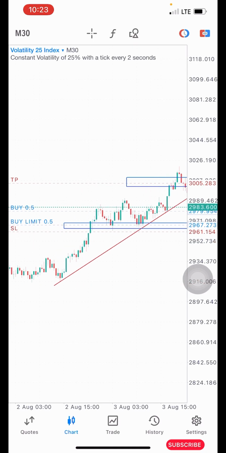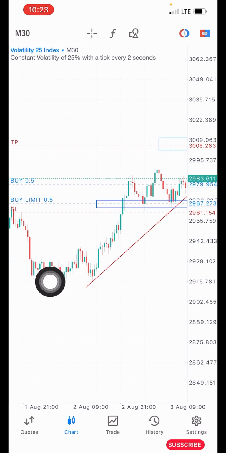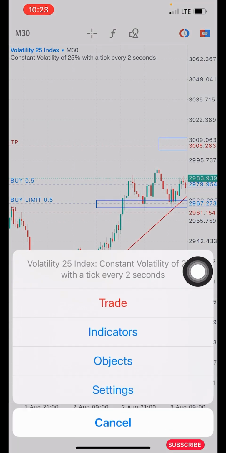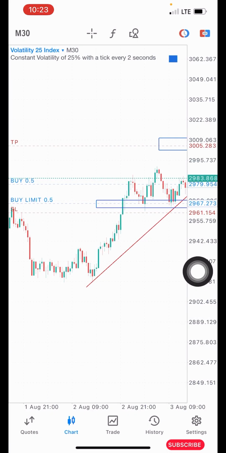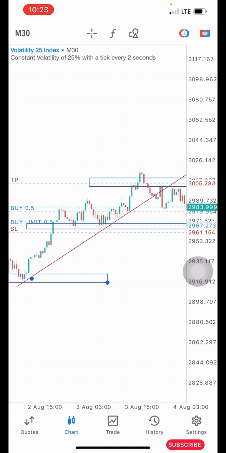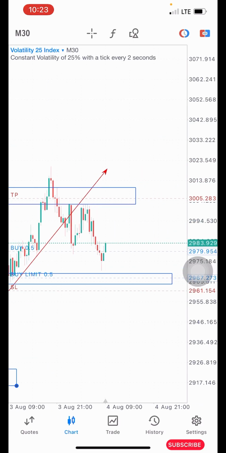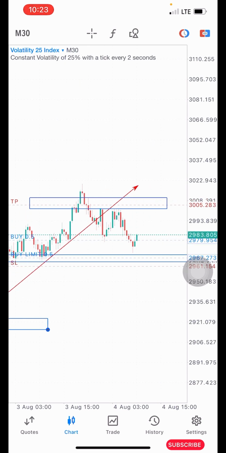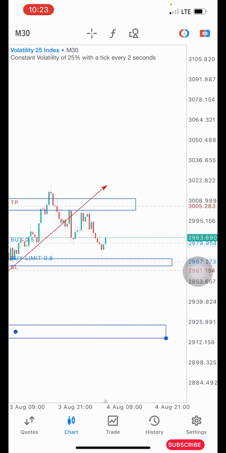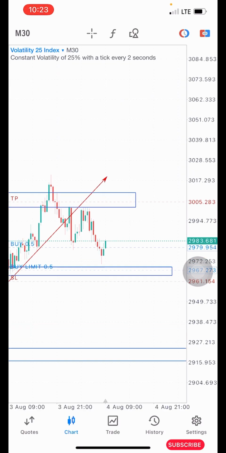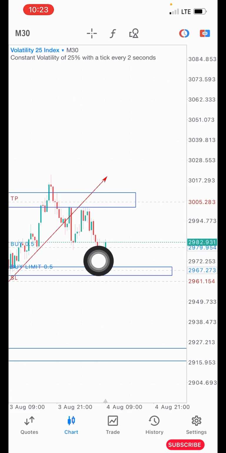Now this is the next area I plan to take my buy from. There is a support area here which I'm expecting price to come back to and bounce from. But if it fails to bounce or get to that area, as you can see, I'm already in the trade, so no problem, I'll still make money either way. So you can see this is what I planned for this market.